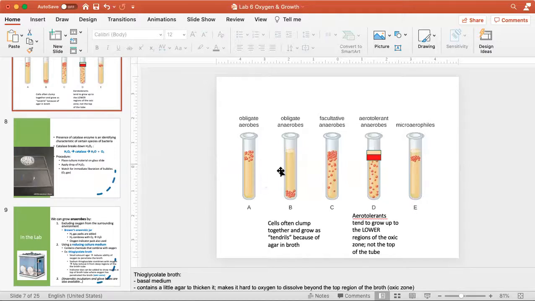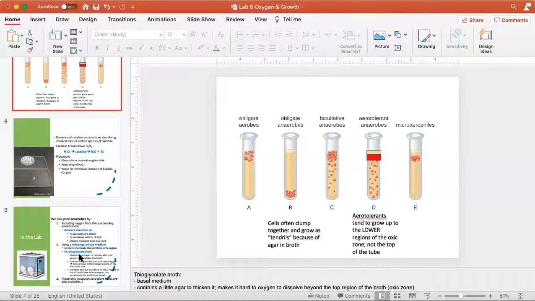So here are our patterns. We've got an organism that's growing really well in the lower half of the oxic zone, but also less well through the rest of the tube. Where would you put Enterococcus Fecalis? Izzy's got it. Morgan's got it. Aerotolerant Anaerobe.